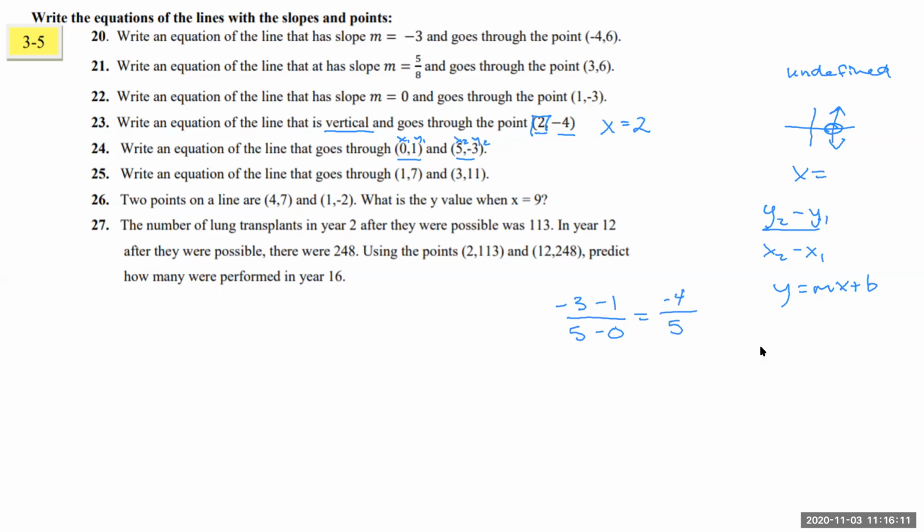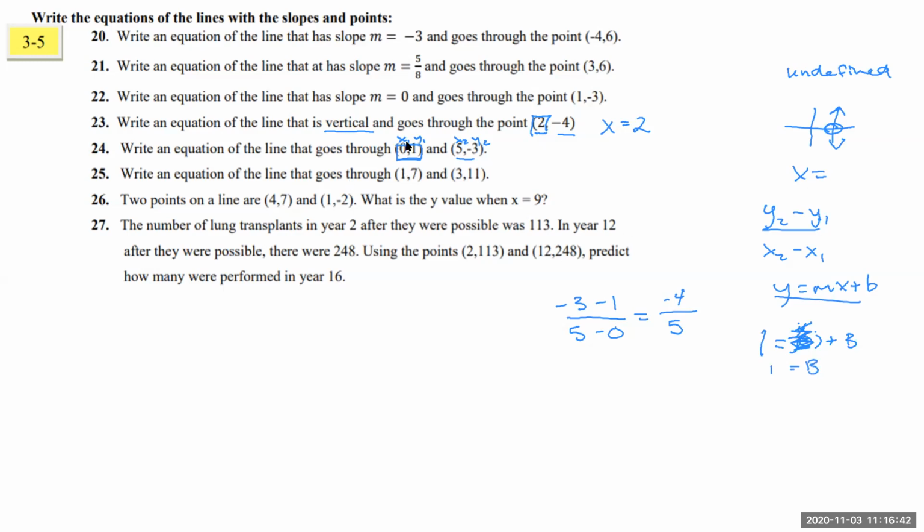Then we plug this into the y = mx + b equation, taking one of the points we have, which in this case could be (0, 1). So y is going to be 1, the m is going to be negative 4 over 5, and the x is 0, plus b. In this case, 0 times any number is just 0, so all we're left with is b equals 1.